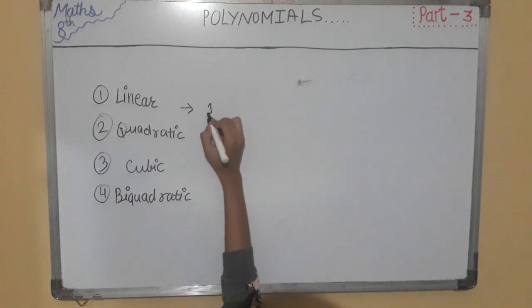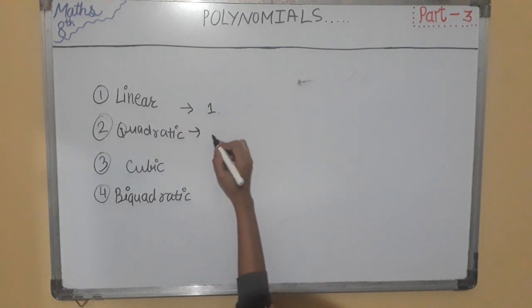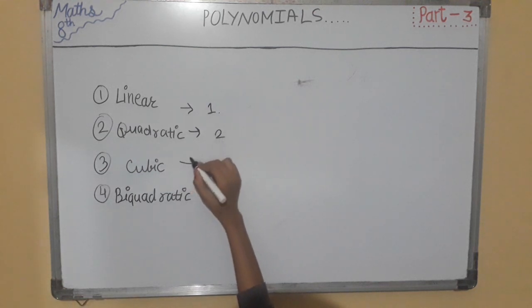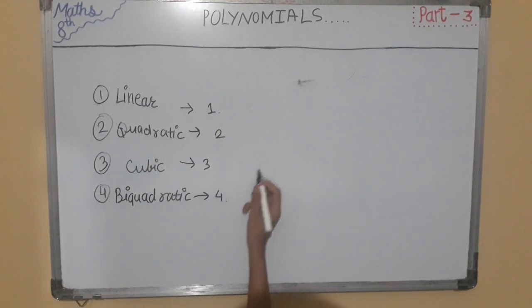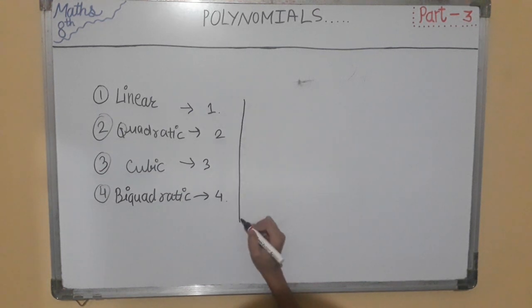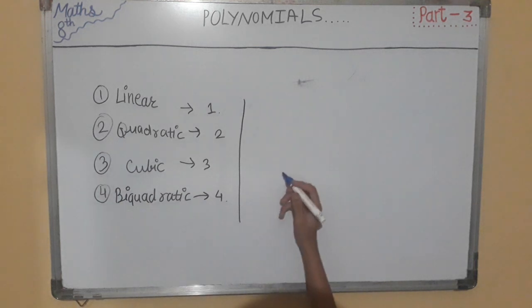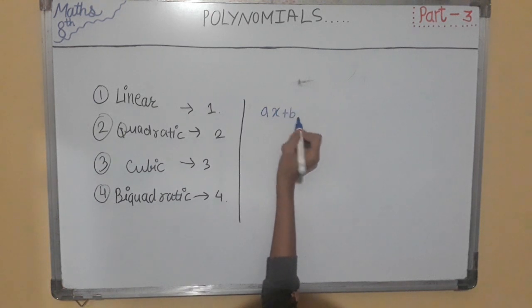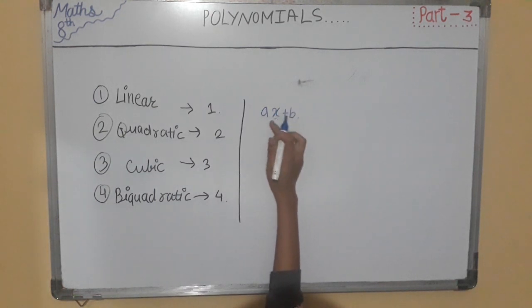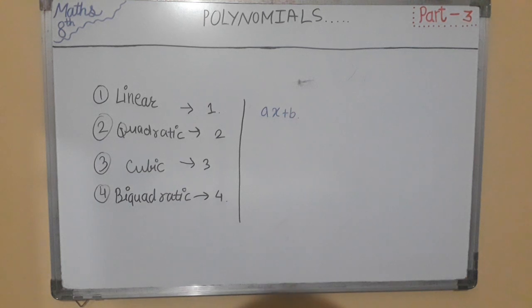Linear polynomial has 1 degree, quadratic polynomial has 2 degrees, cubic polynomial has 3 degrees, and biquadratic polynomial has 4 degrees. Means the degree of the polynomial is 4. And the example is, linear example is ax plus b. Here x is the variable and a, b are the constants.